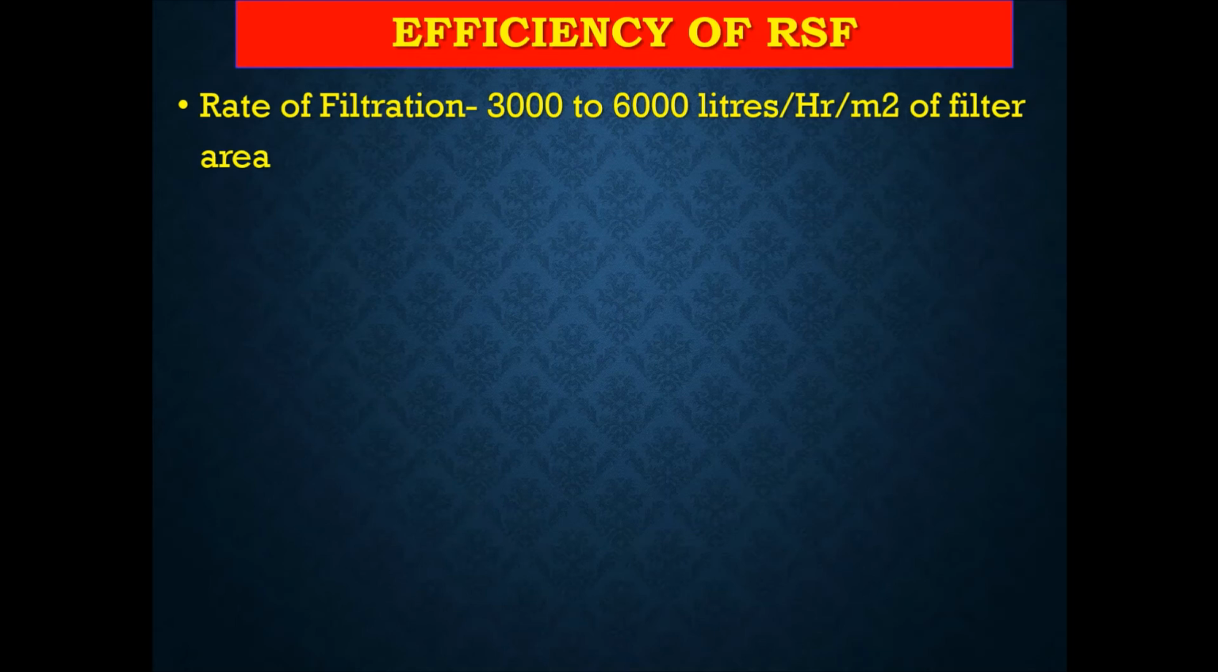Hence rapid sand filters are becoming popular, and slow sand filters are becoming obsolete nowadays, because of the higher rate of filtration. Communities, designers, civil engineers and water supply engineers are accepting this rapid sand filter universally because of its rate of filtration, which is much higher than the slow sand filter. Hence after the invention of rapid sand filter, slow sand filter became obsolete. These are not used.